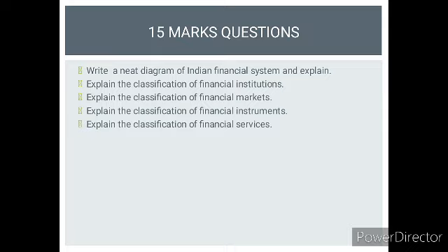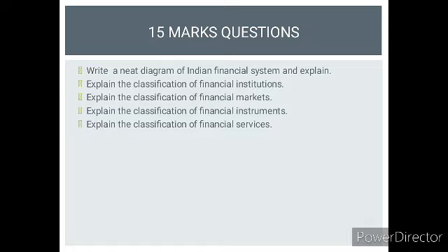Next we have: write a neat diagram of the Indian financial system and explain. Just now I said, right? So organized and unorganized first. Next it comes to financial institutions, where we have banking institutions and non-banking institutions. Again, in banking institutions we have commercial banks and cooperative banks. In commercial banks, we have public sector banks, private sector banks, regional rural banks, and foreign banks. Likewise, for each and every head, such as financial institutions, financial intermediaries, financial securities, services, and financial markets. So for these 4 you have to write.